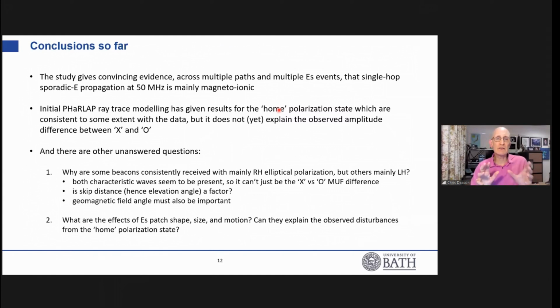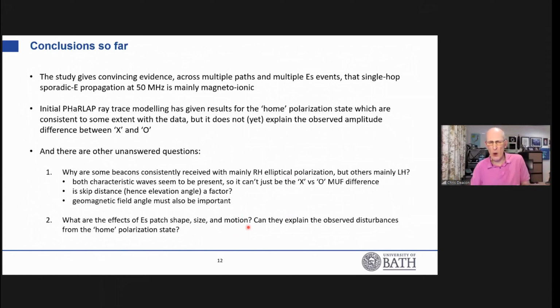I think this is giving us convincing evidence, multiple paths, multiple events, that single hop of the strong kind, propagation at 50 megahertz is mainly magnetized. The ray trace modeling has given results for the home polarization state, which is reasonable. And what I'm doing at the moment is basically trying to predict the properties of the home state, and then we can worry about disturbances to it once we understand the home state. But it doesn't explain why the X and the O are not the same amplitude, because I can tell you they're not. So outstanding questions, particularly this first one: why are some beacons consistently right hand and others are consistently left?